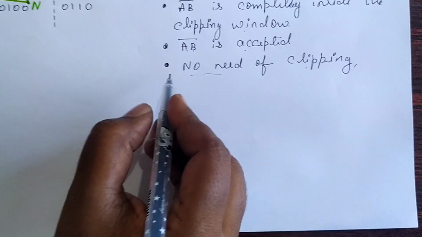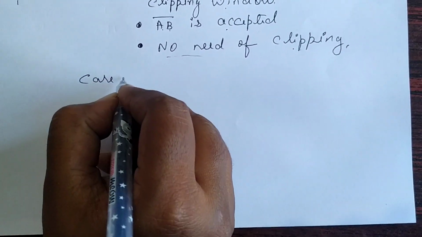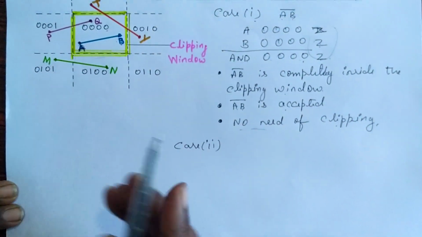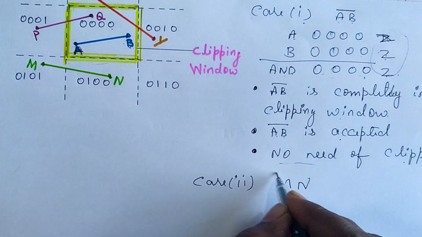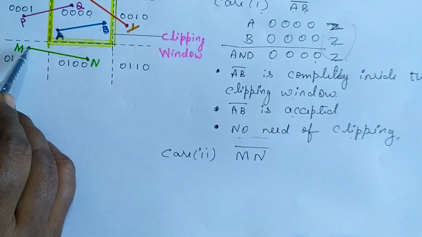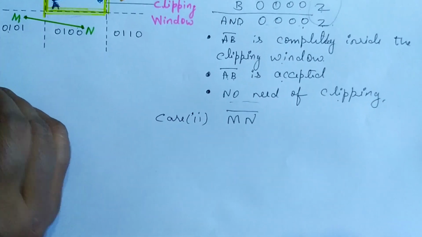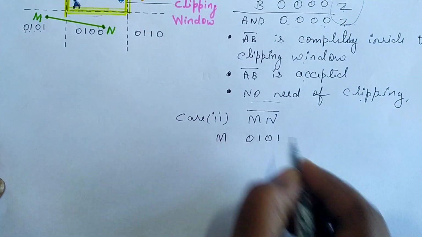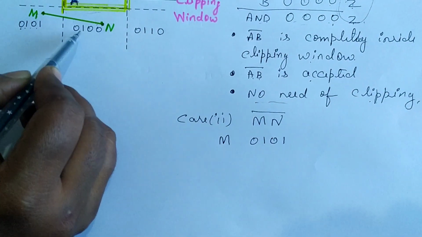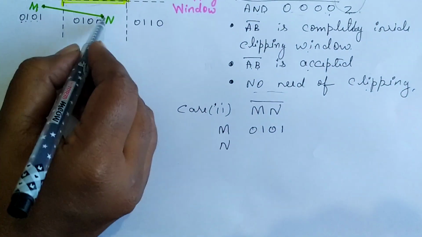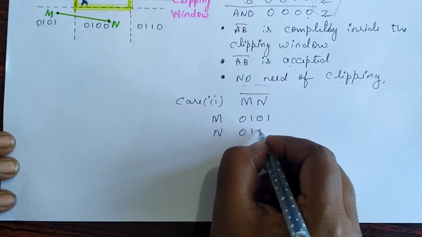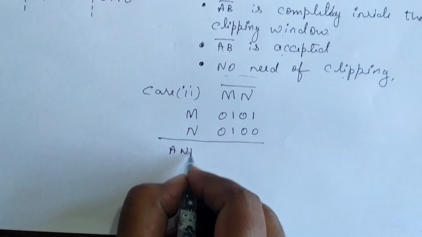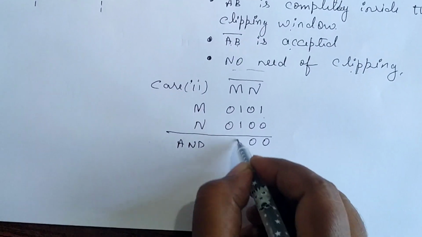Now we'll go for case 2. In case 2, we will take the line segment MN. Please check it out. The endpoint M region code is 0100. We'll write it here. The endpoint N region code will be 0100. After this, as per the algorithm, we'll apply an AND operation.